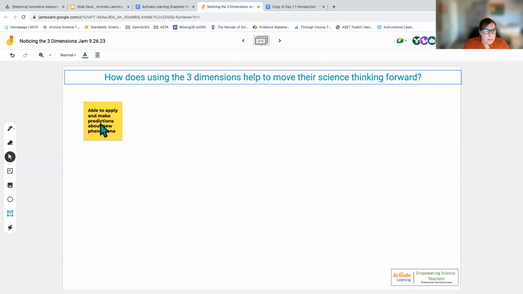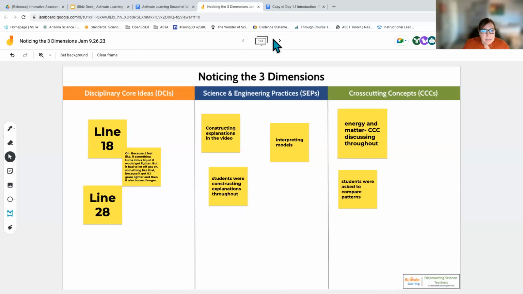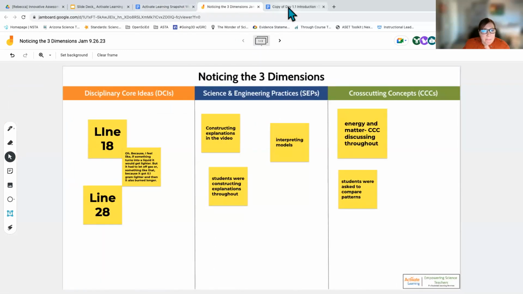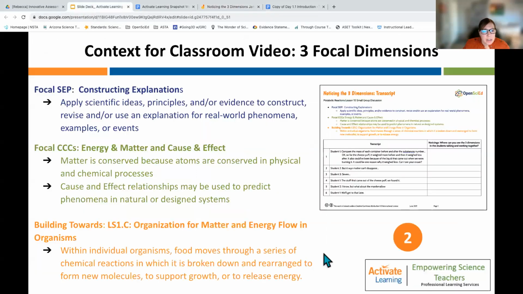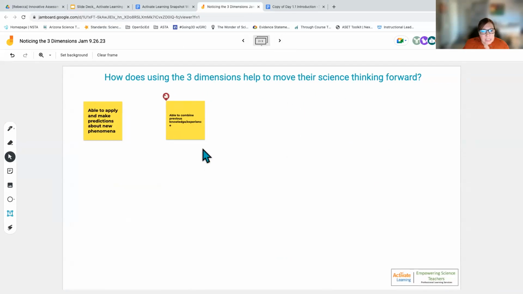Okay, so we've got someone saying they're able to apply and make predictions about new phenomena. Cool. Any other ideas? Here's the focal SEPs, CCCs, and DCIs. And I know we've got a pretty small group today, so if we're done sharing, that's okay too. I'll gently push us forward.